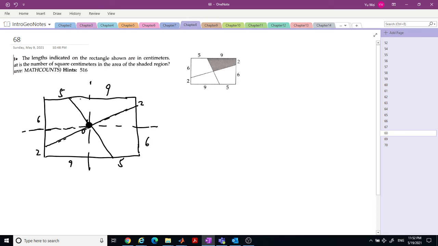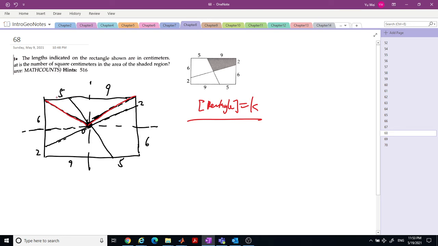So we want to calculate the shaded area, right? Let's cut the shaded area into two different pieces. Okay, now let's see what happens here. You can see that we always want to relate each piece to the area of the rectangle. Okay, let's see, the area of the rectangle is equal to K, right?